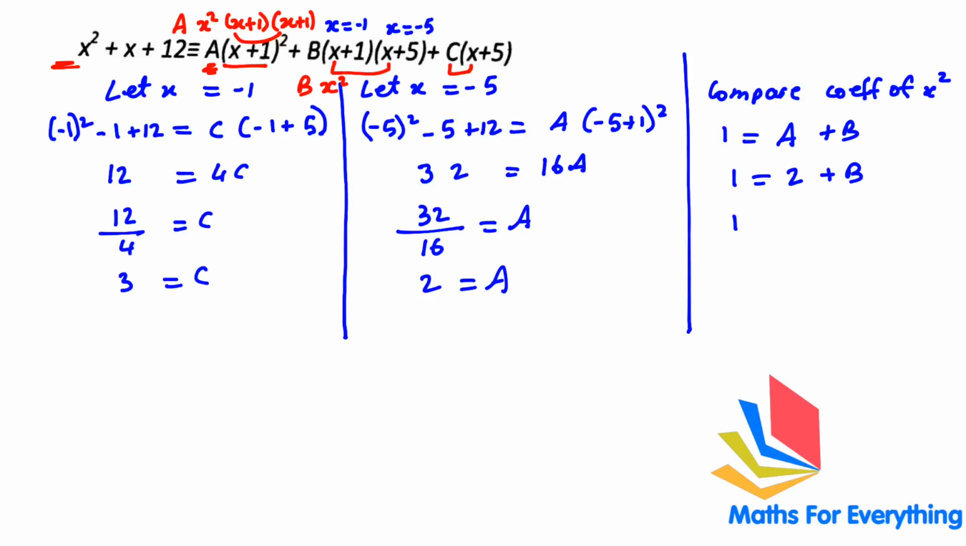This 2, when we move to the other side, it will be a negative. So 1 minus 2 is negative 1. Negative 1 is equal to b. I hope you have understood this method.